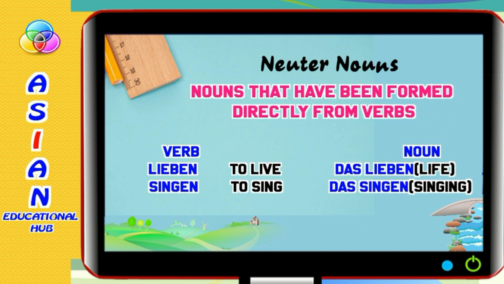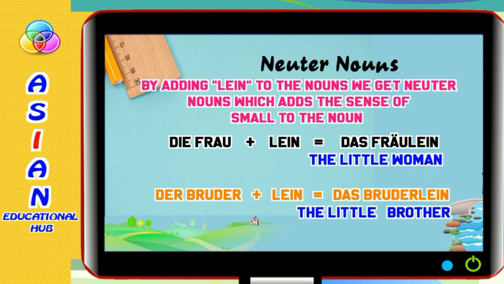Next one is nouns that have been formed directly from verbs. As one verb is leben, to live, and the noun is das Leben, life. Singen, to sing, and das Singen, singing. By adding lein to the nouns we get neuter nouns which adds the sense of small to the noun.